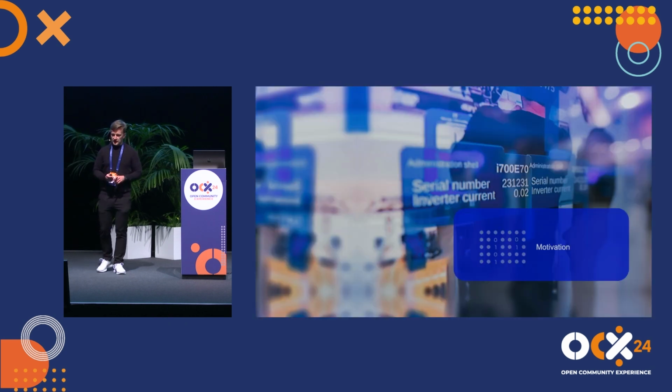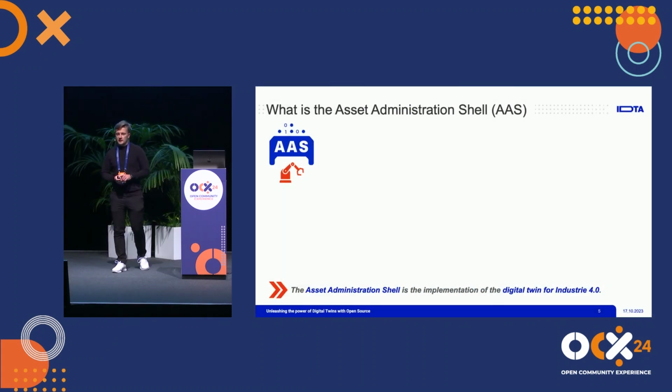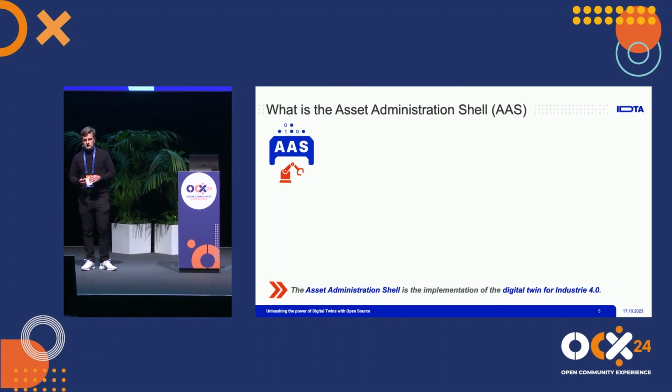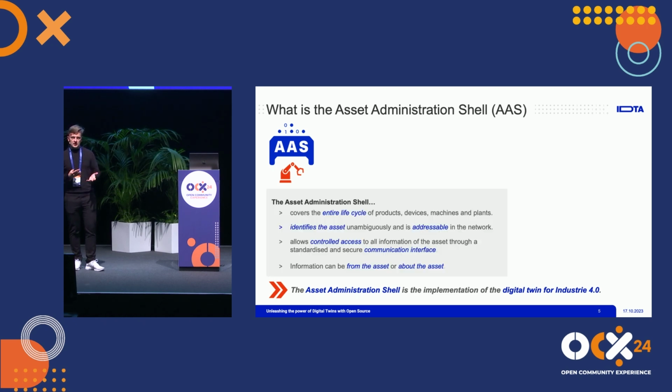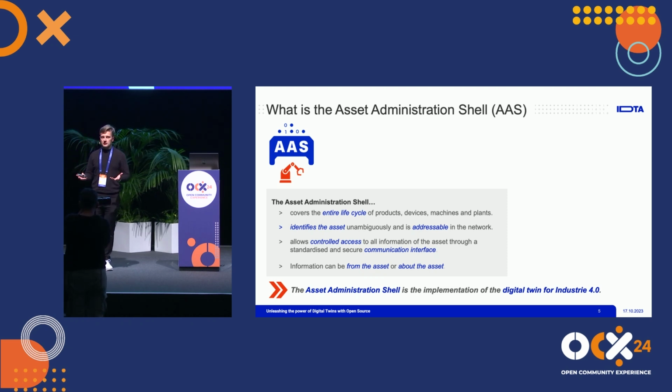So let's start with the first question: what is the asset administration shell? Briefly speaking, the asset administration shell is the implementation of the digital twin for Industry 4.0. This is a standard enabling you to build modern digital twins in a more interoperable manner. But if you look at the details, the standard is a little bit more than that. I won't give you all the details because this is an overview, but I'll be happy to provide more information later, and I invite you to go to the specific resources to get more information.